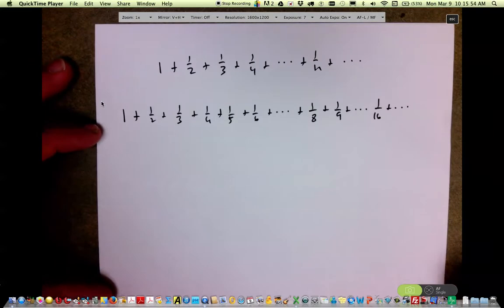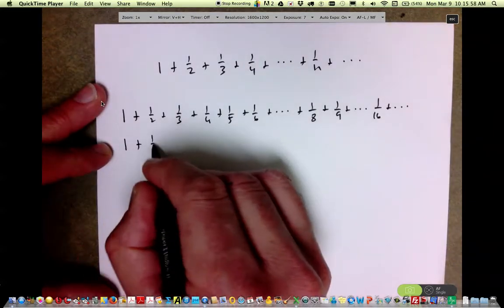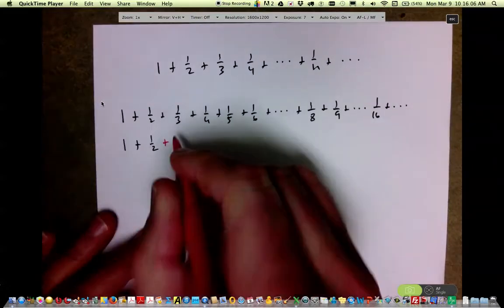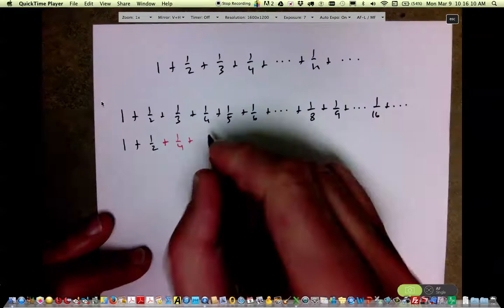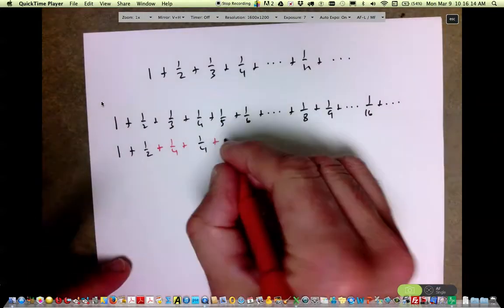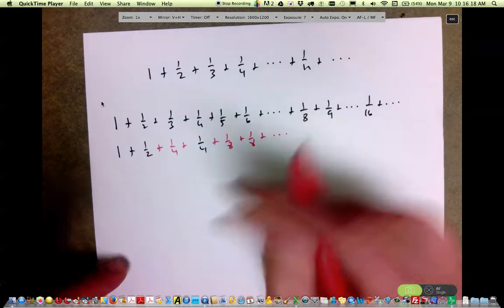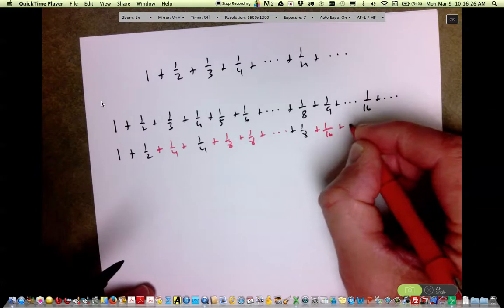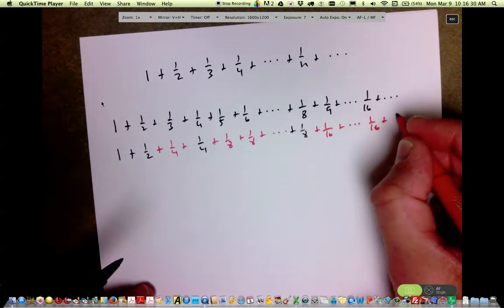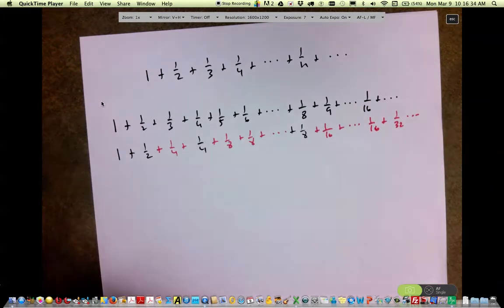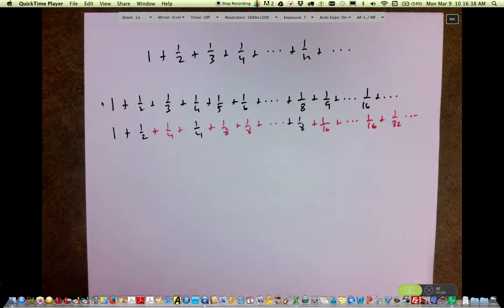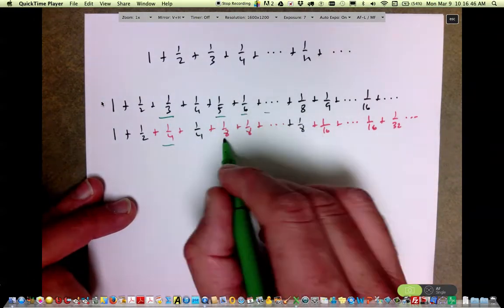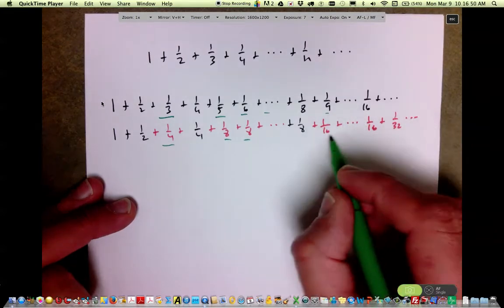Then what I want to do is compare this to something else. I want to compare this to 1 plus 1/2, and then I'm going to change a couple of terms in here. I'm going to make this plus 1/4 plus 1/4, plus 1/8 up to 1/8, and then plus 1/16 up to this 1/16, and then do the same thing for 1/32 and so on. All I'm doing is changing some of the terms. The terms in red have replaced the terms up above. I replaced this 1/3 with a 1/4. I replaced this 1/5, 1/6, 1/7 all with 1/8. I replaced the 1/9 up to 1/16 with 1/16.